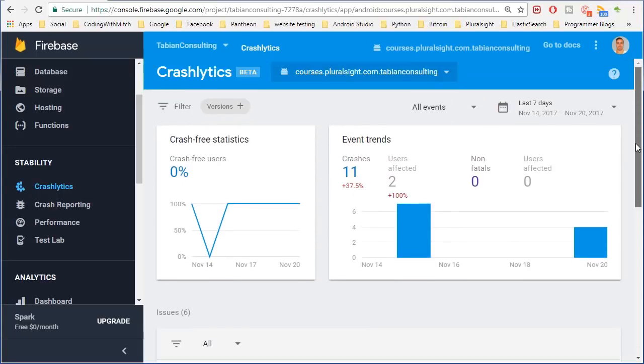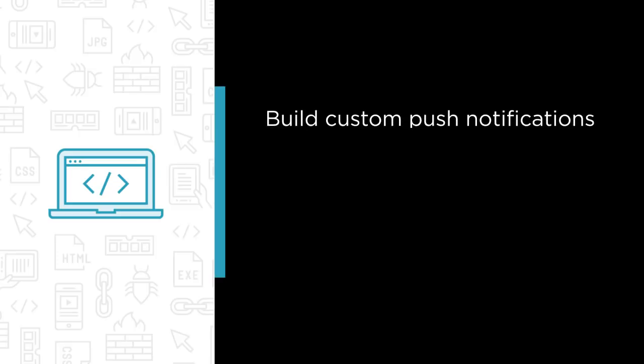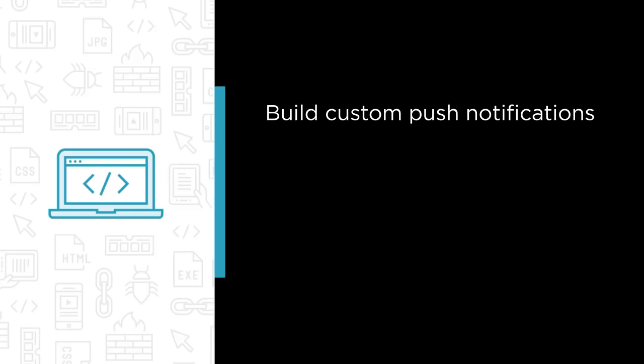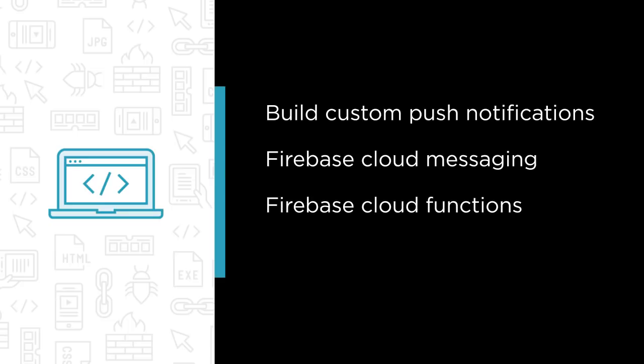sending notifications to users. Some of the major topics that we'll cover include building custom push notifications. In the course, we'll build custom push notifications that will be sent to specific users. Firebase Cloud Messaging. We'll learn to leverage the power of Firebase Cloud Messaging and use it to trigger the creation of push notifications. Firebase Cloud Functions. To generate the cloud messages, we'll need the help of Firebase Cloud Functions. Firebase Crashlytics. We'll learn to integrate Firebase Crashlytics so you can get detailed crash reports on all your application's failures.